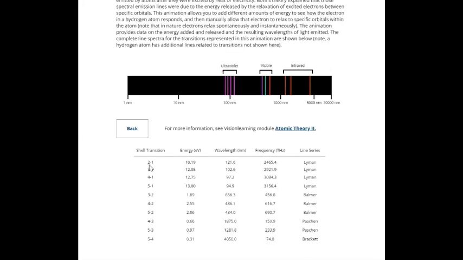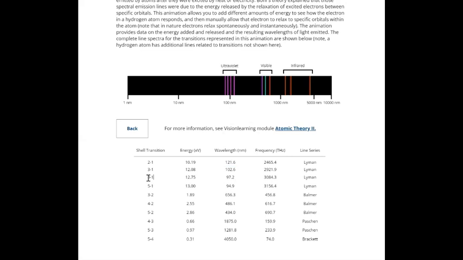Fine. When the electron made the transition from 2 to 1, it gave energy in the wavelength of 121.6. And if you recorded that energy on the black screen, you will obtain this line. Fine. When the electron makes a transition from 3 to 1, in that case, the wavelength produced will be 102.6, somewhere around here.